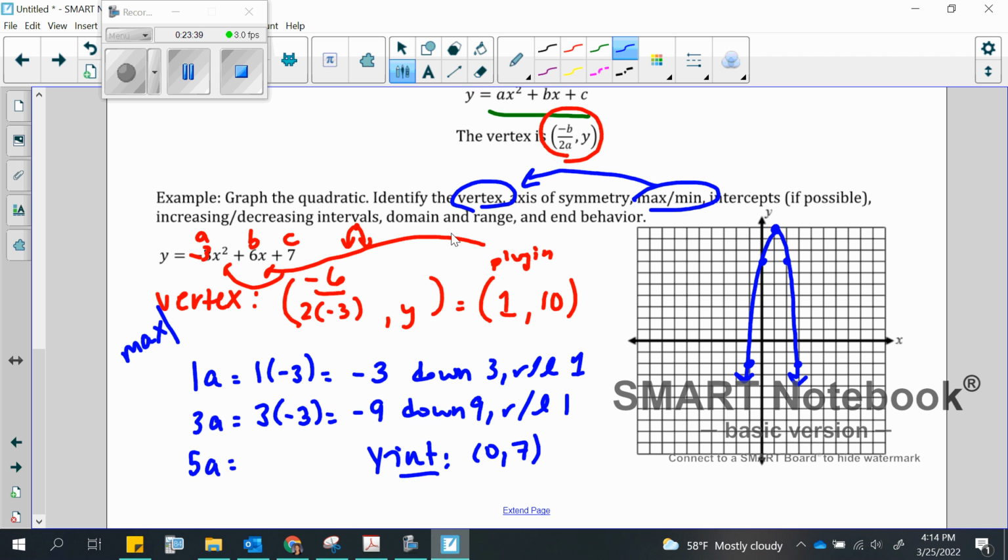So if you're stuck, find the vertex. You need to know how to find the vertex. Shouldn't be anything new. And then you can either use the 1a, 3a, 5a rule, or you can, if you want, pick some x values and plug them in. So say you plugged in, I don't know, 2, 3, or 2 to see what you got. That's fine too. You need to be able to graph a quadratic.